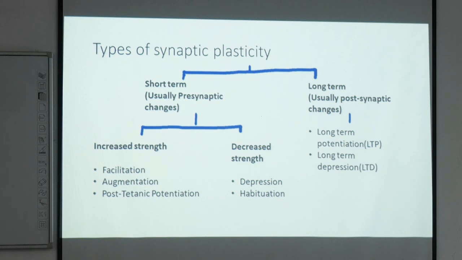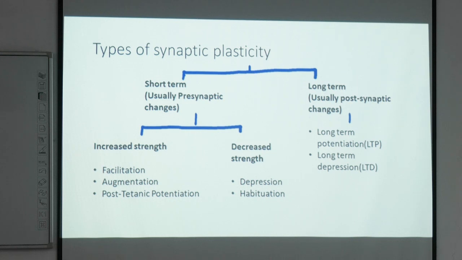Now short term synaptic plasticity might be due to increased strength, and second due to decreased strength. What are the events happening under increased strength? Number one, facilitation; number two, augmentation; and post-tetanic potentiation. And under decreased strength, we have depression and habituation.